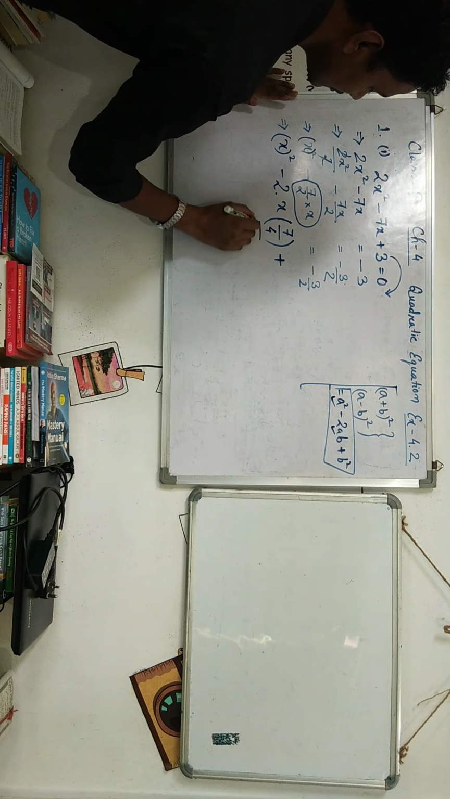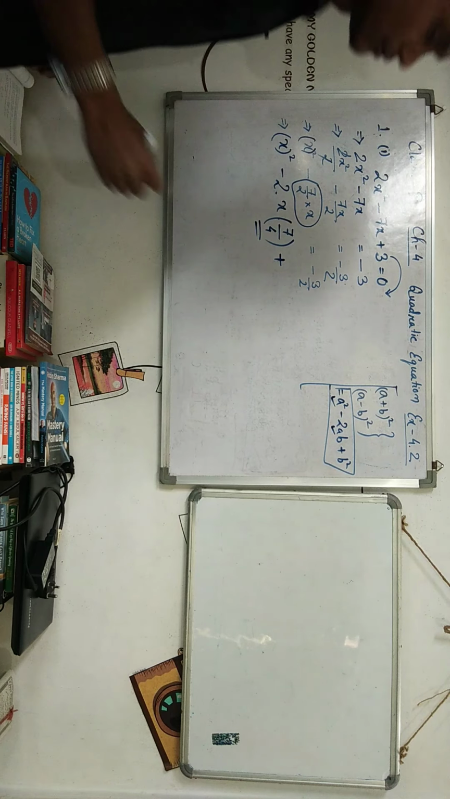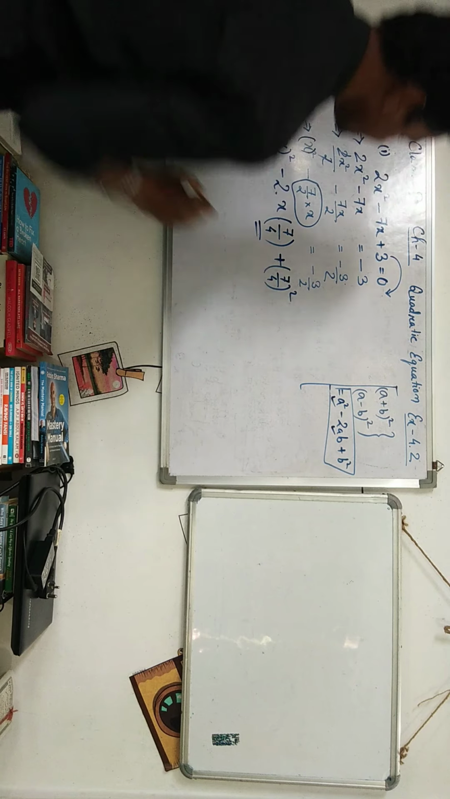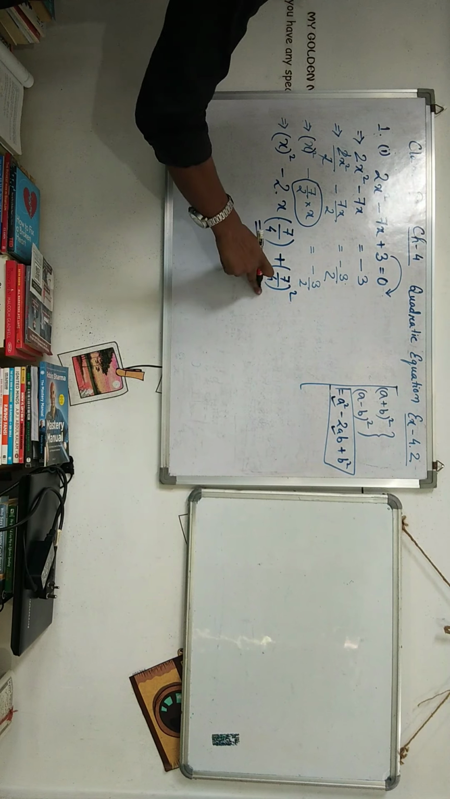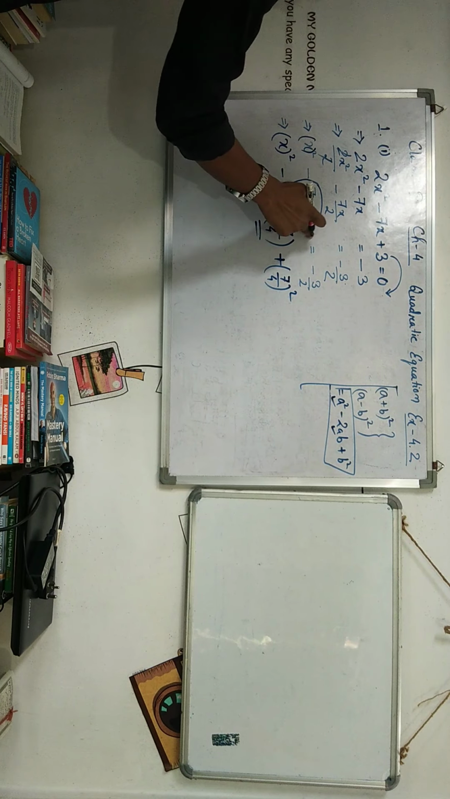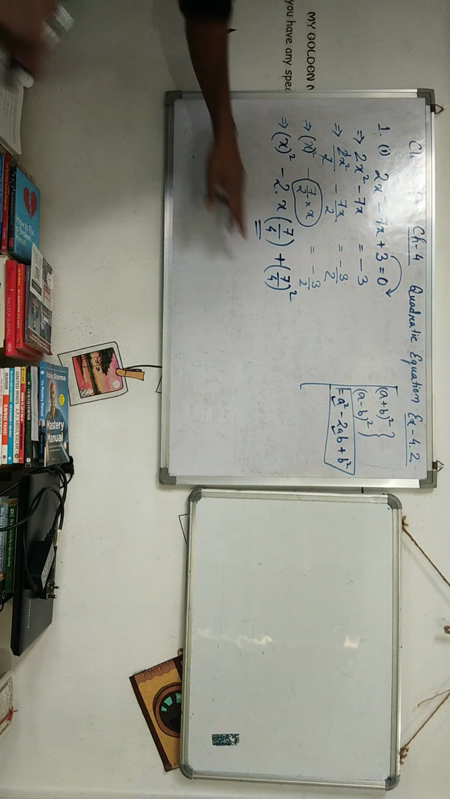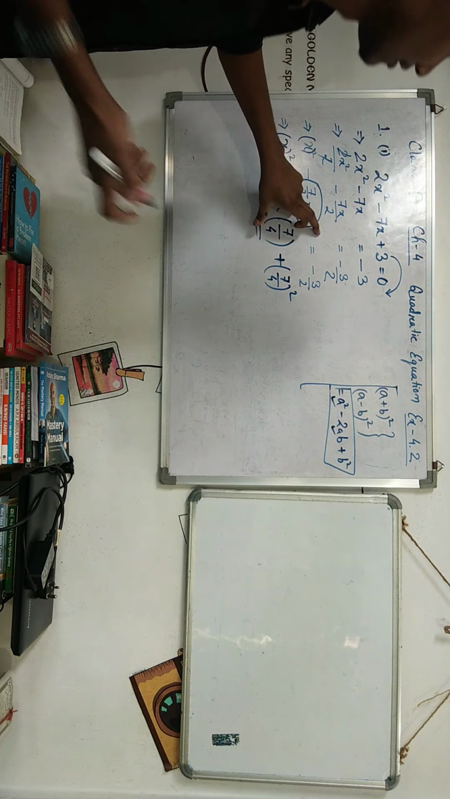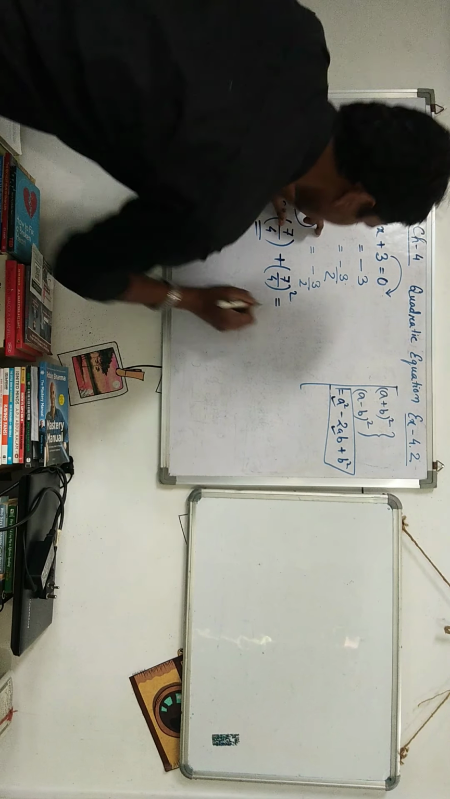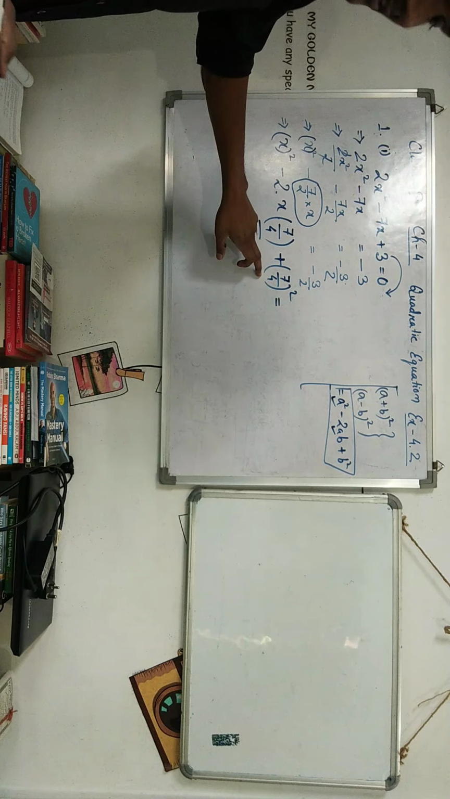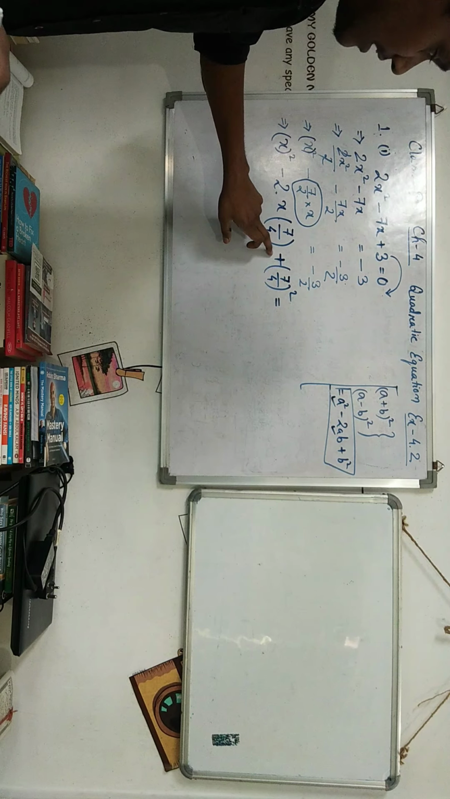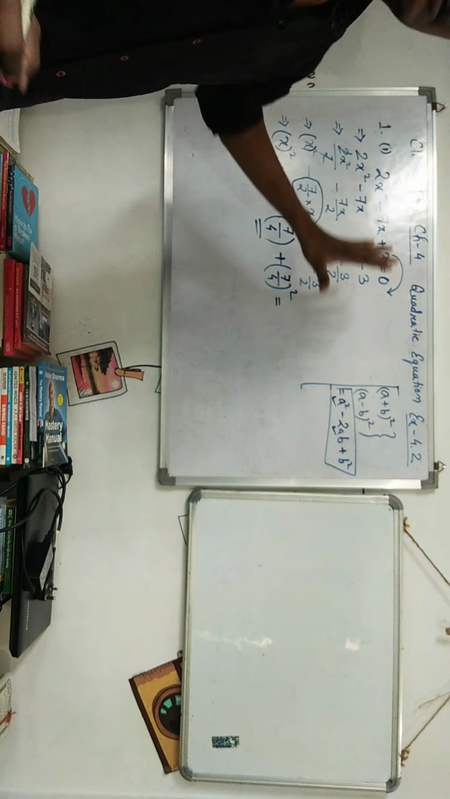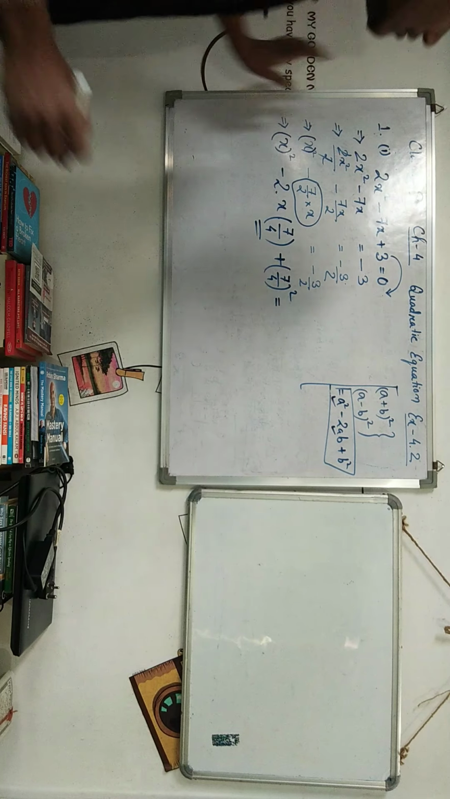What is the value of b? This one will be my b, 7 by 4. So I'll write plus (7 by 4) whole square. Earlier, (7 by 4) whole square is not here. It is written by ourselves. I write it by myself. So since I have written this one by myself as plus, I have to write it on that side also. Then it will not make any change to the above equation.